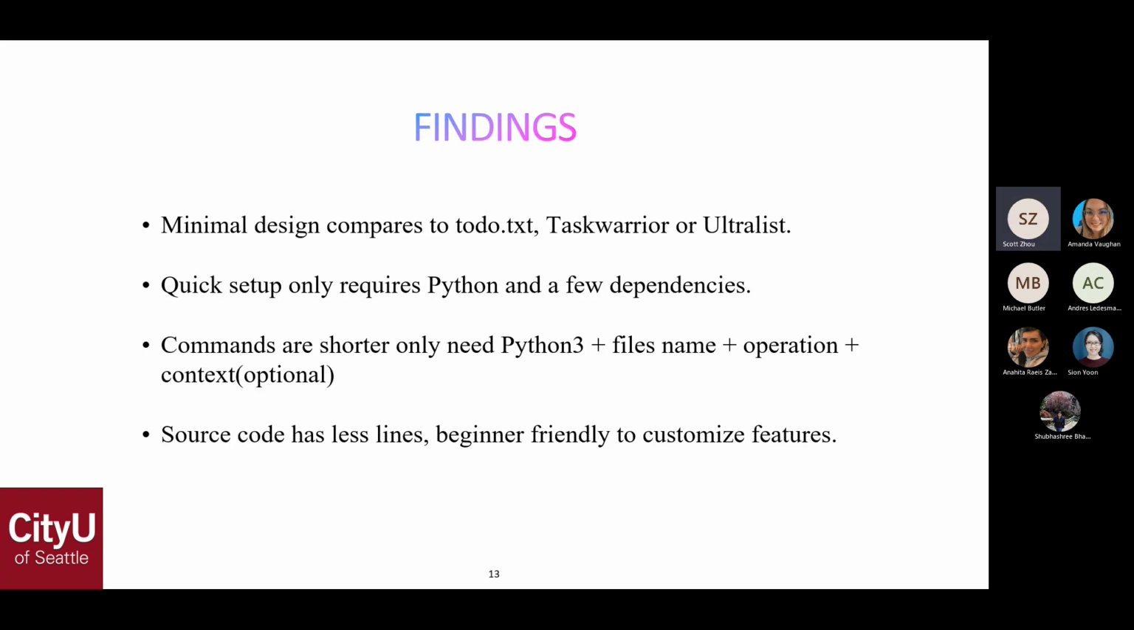So this leads us to our findings. Our program is a really minimal design compared to other similar task management systems like todo.txt, Task Warrior, or Ultralist. It's really quick to set up because there are only 3 packages. For the commands I just showed in the demo, you just start with the Python file name and then the command you want to run. If you forget the arguments, you can check the help menu. The source code is not that long. Overall, it's only 200 lines, so it's really user friendly. Even if you're just starting programming, it will be easy to understand the code.